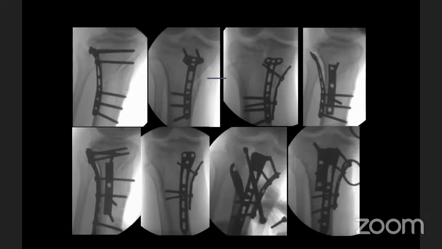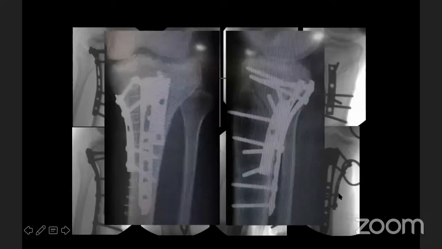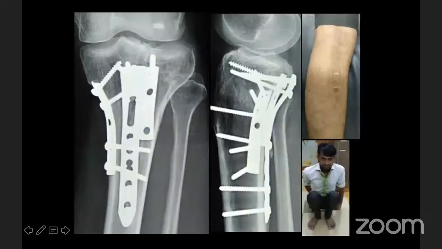Then I reduce from the same approach this posterolateral condyle elevation, and I put one more plate. So I had now 3 plates: posterolateral plate, posteromedial plate, and medial plate. And that's the post-op X-ray, not good quality. But this is the follow-up X-ray of almost 8 to 9 months, and he has full function.